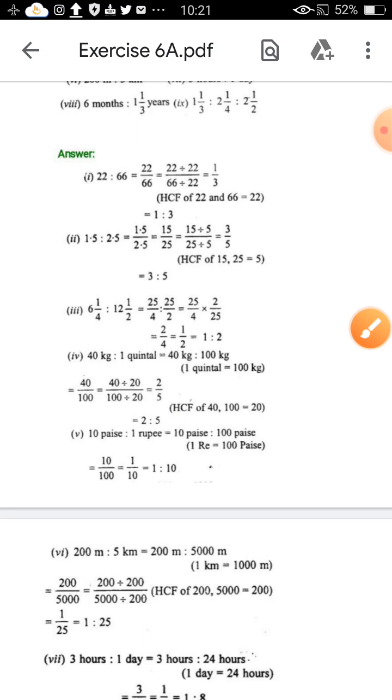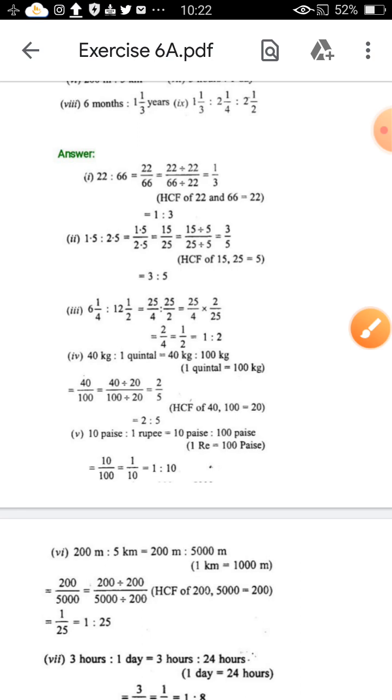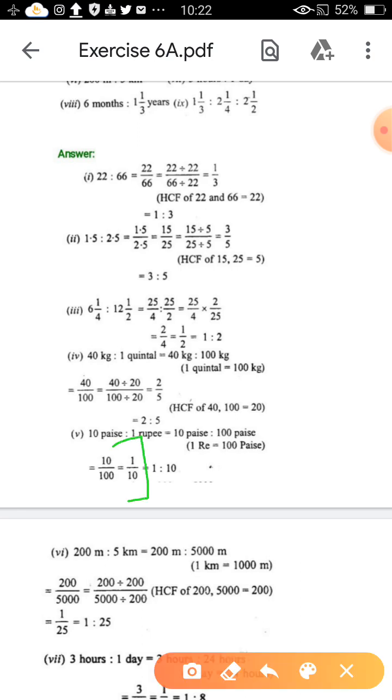Now same here, 10 paise as to 1 rupee. See now, 10 paise as to 1 rupee means how many paise? 100 paise. I have written the conversion here. Okay, so write this in the form of numerator and denominator. So 10 upon 100. 10 upon 100 can be divided by 10. So 10 ones are 10 and 10 tens are 100. So which will be 1 upon 10. So what is the ratio then?